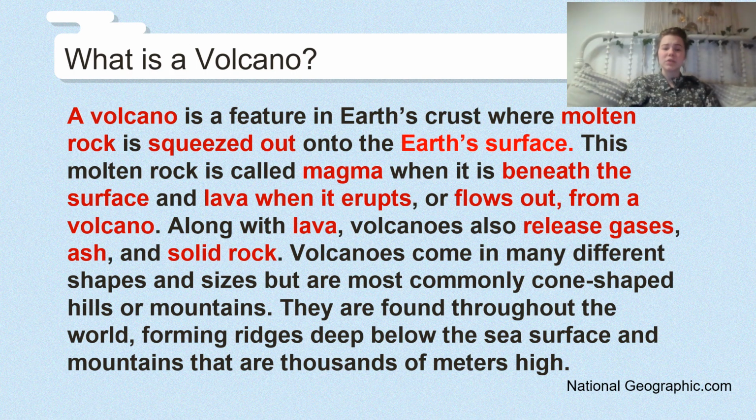A volcano is molten rock that is squeezed out from the Earth's surface. This is called magma, and beneath the surface, lava erupts and flows out from a volcano. The lava releases gas, ash, and solid rock.